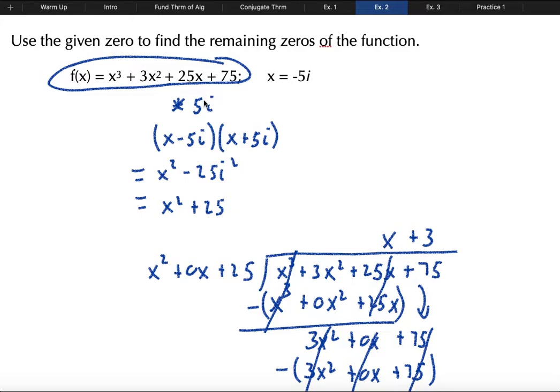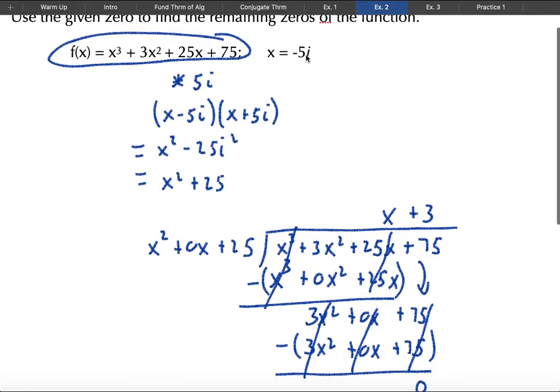Conjugate's theorem says that 5i should also be a zero. So there's a second one right there. So I already have 2 of the 3, okay? Now, what I'm going to do is use these 2 to make linear factors. So I subtract each one of these from x to make their linear factors. And notice when I subtract negative 5i from x, it really becomes x plus 5i. I multiply these linear factors together, and it takes me to x squared plus 25.